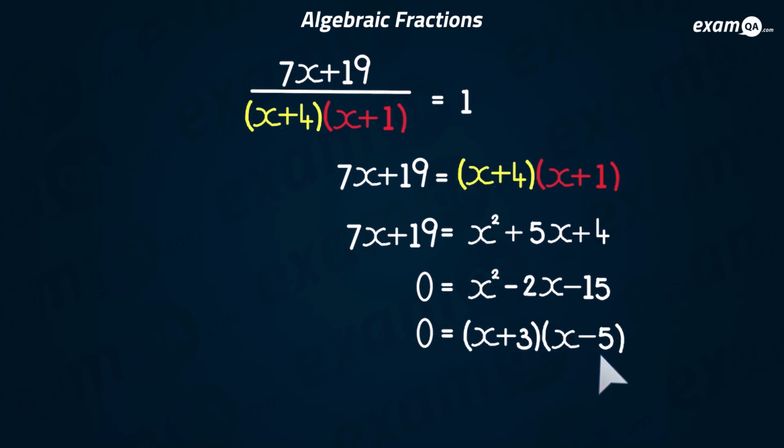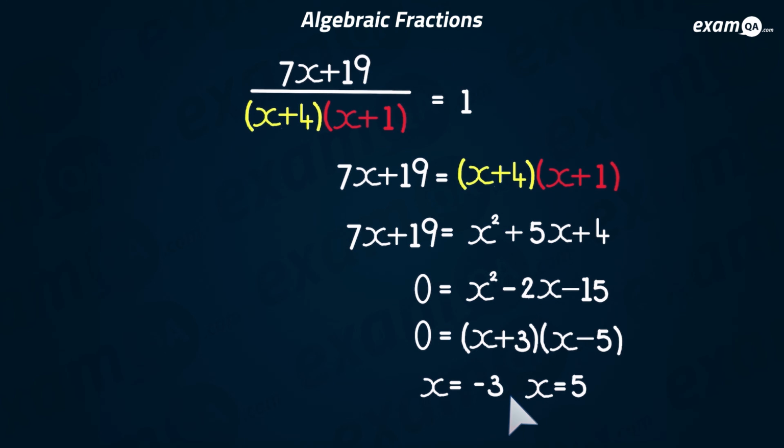And finally, we can solve it. We can say what the solutions are. If one of the brackets is x plus 3, then one of the solutions is minus 3. And the other bracket is x minus 5, which means the solution is plus 5. Now, if you're unsure about solving quadratics, just go back and look at the video on solving quadratics.